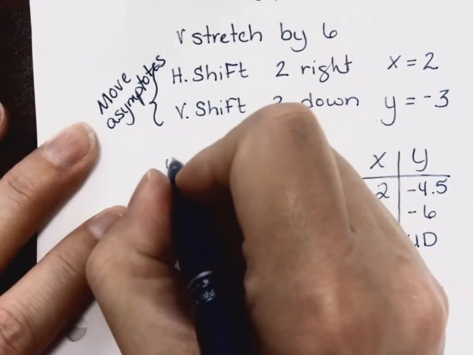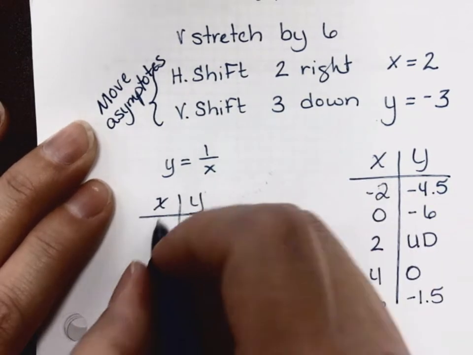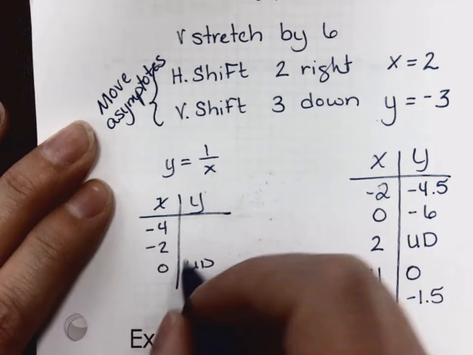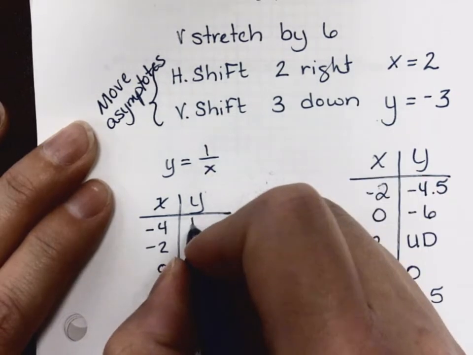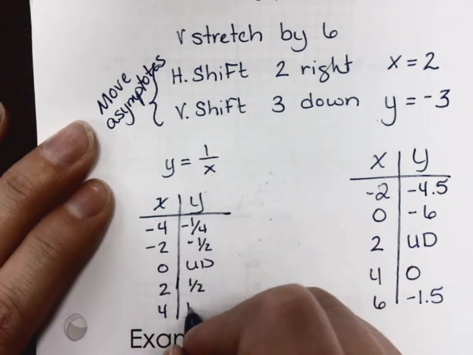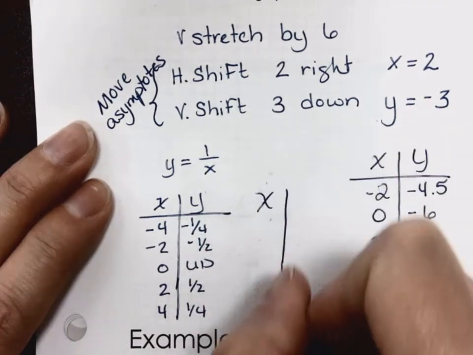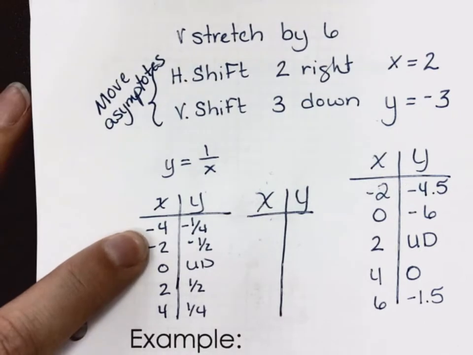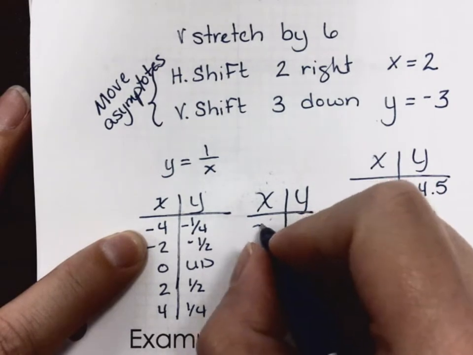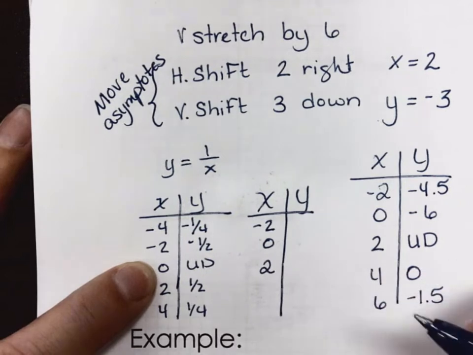Like the original table. This was the original table. What did we have? Negative 4, negative 2, 0 was undefined, and 2 and 4. We could do our mapping rules. Did we get the same math? So if you did the transform table, what's happening at negative 4? What are we doing to the x's? Adding 2. We're adding 2, so we'd be at negative 2. That would be 0. My asymptote would move to 2.